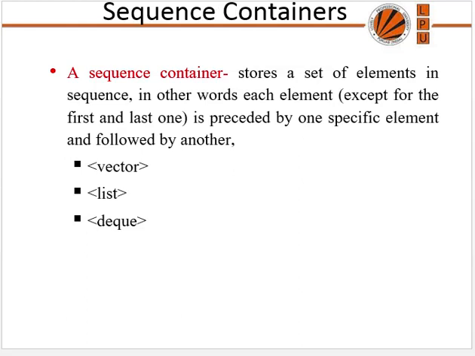The first type is your sequence containers. As the name indicates, in a sequence means store the set of elements in sequence. Okay, in other words, each element except for the first and last is preceded by one specific element and followed by another. Like you have array. Okay, similarly we have vector, the other one is list and the next one is your deque or DQ.